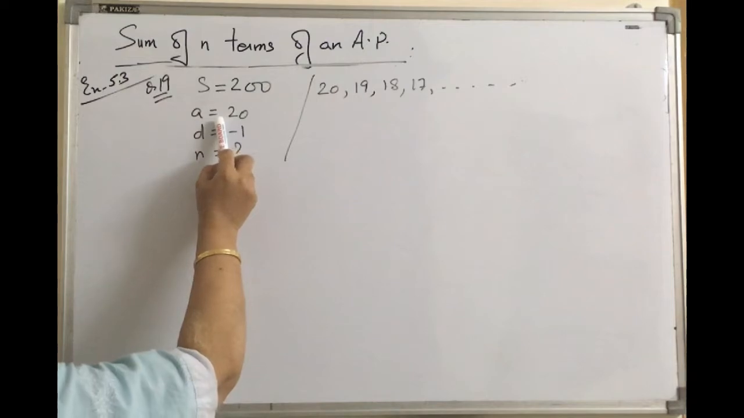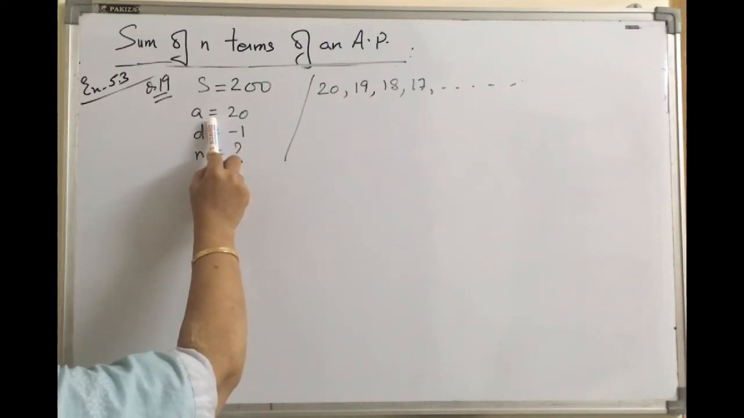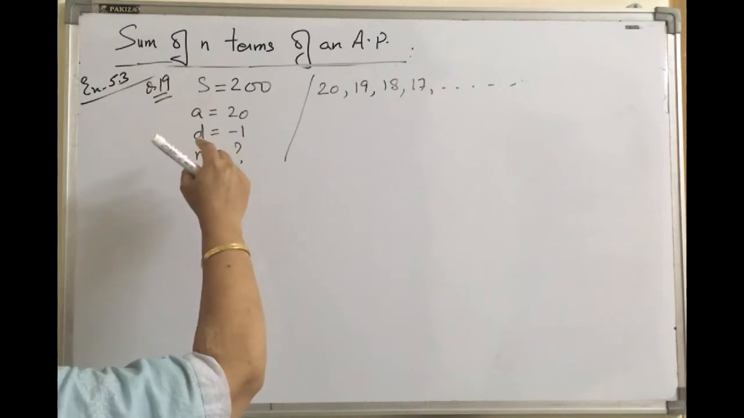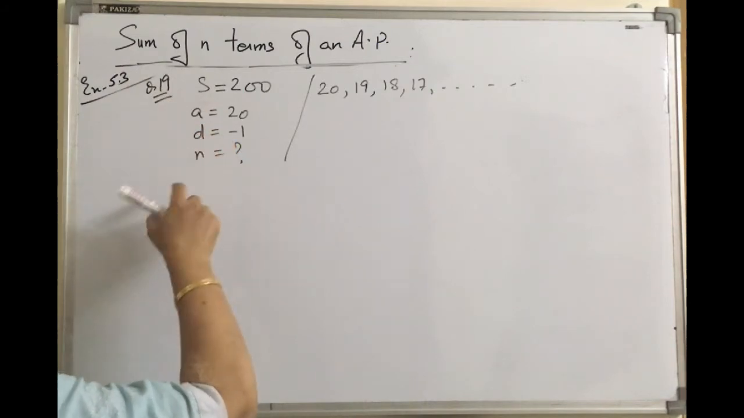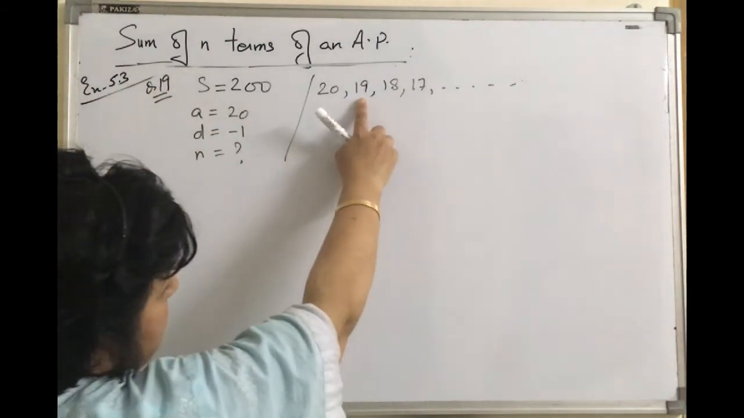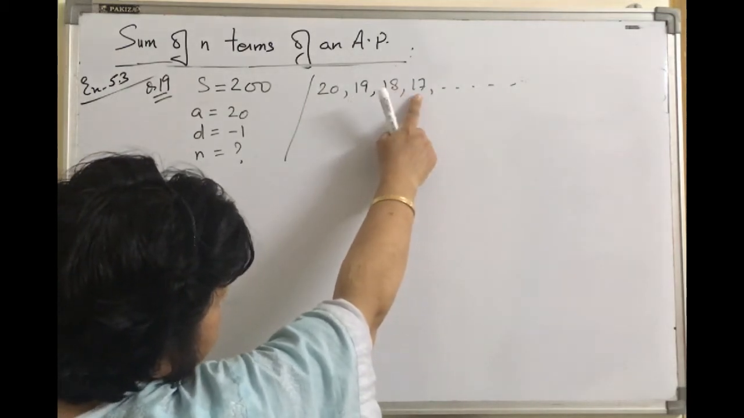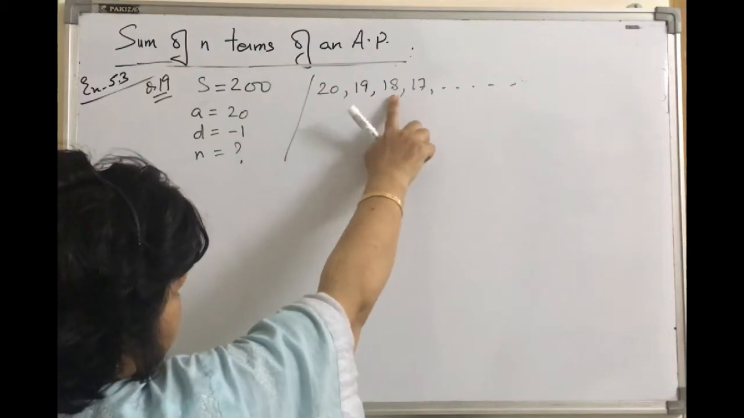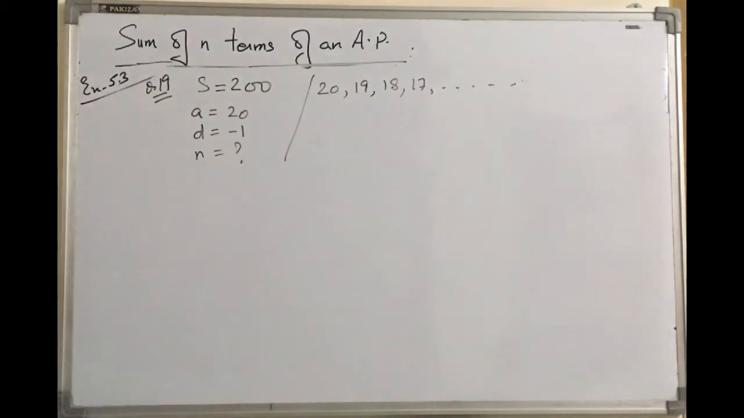In the bottom row, we have 20 logs. Then the row above that we have one less. So D will be, in the next row we have 19. Then above that 18, above that 17. So D will be 19 minus 20, we get minus 1. 18 minus 19, minus 1. We have to find how many such rows are being created by 200 logs.